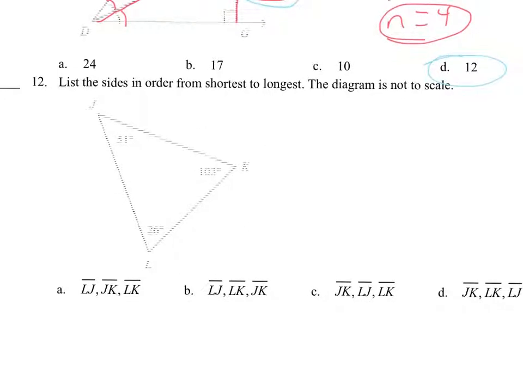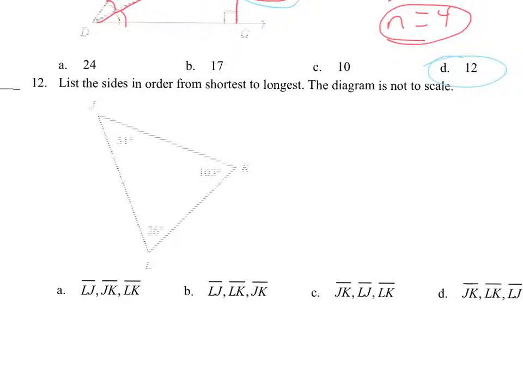Okay, number 12, list the sides in order from shortest to longest. Well, remember, the shortest sides are opposite the smallest angles. This angle of 26 is the smallest angle. Therefore, that side right there is the shortest. This side is JK. So which one starts with JK? Not A, not B. So it's one of these two.